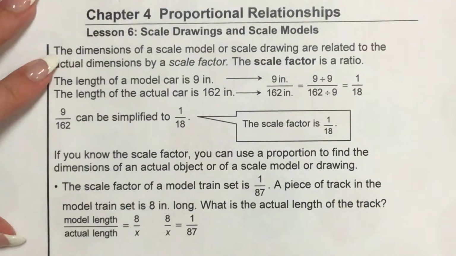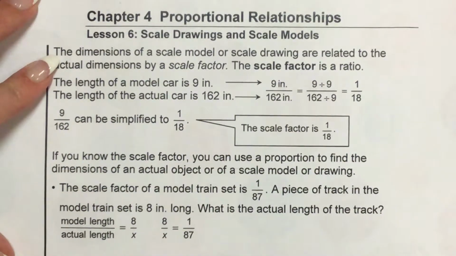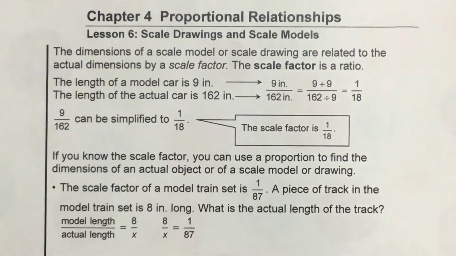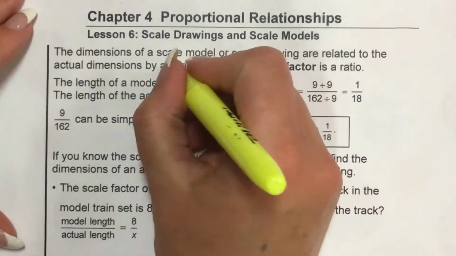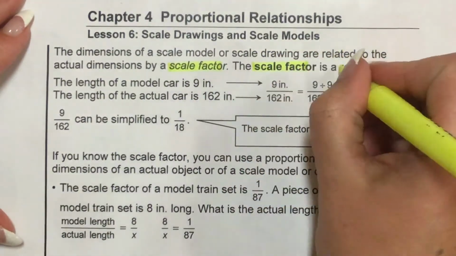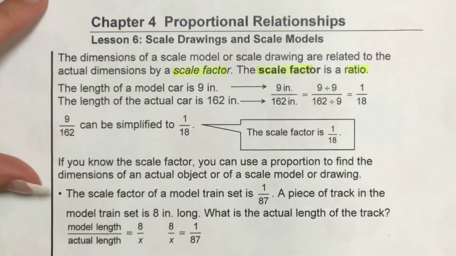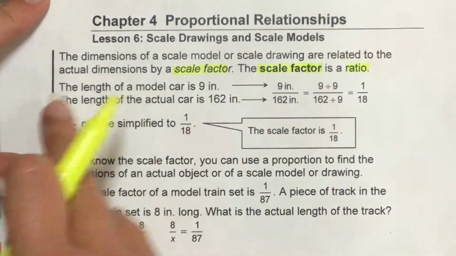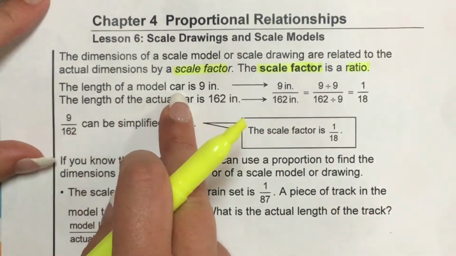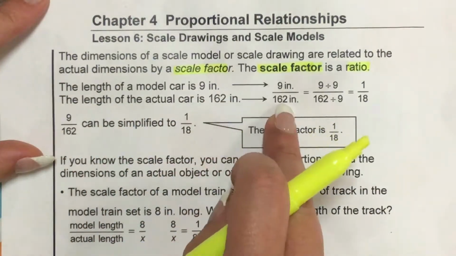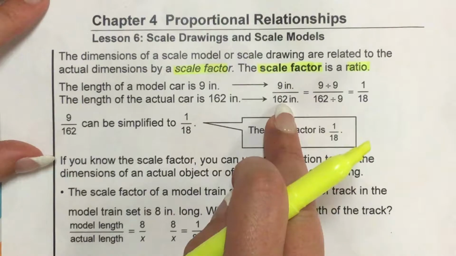The dimensions of a scale model or scale drawing are related to the actual dimensions by a scale factor. The scale factor is a ratio, and remember the ratio is a fraction, right? That's how we're going to be representing it. So if we look here, the length of a model car is 9 inches. The length of the actual car is 162 inches.